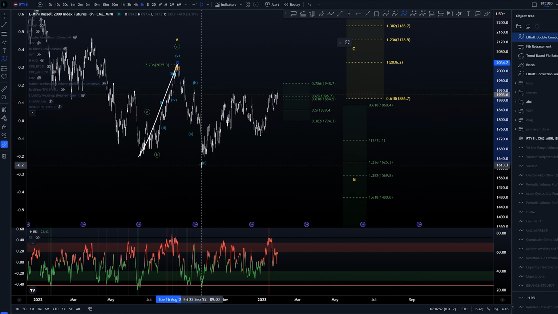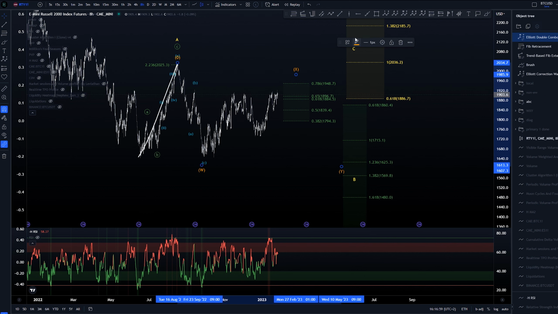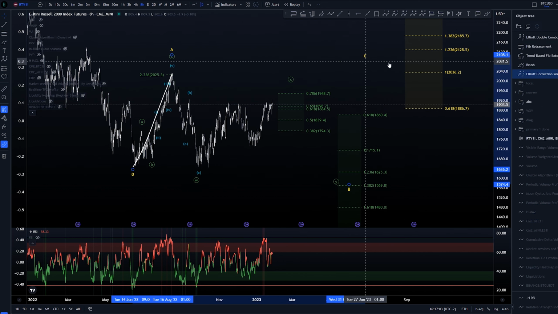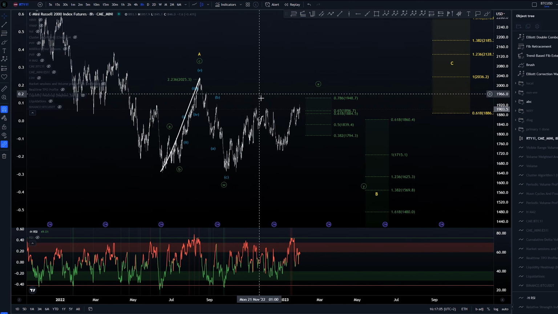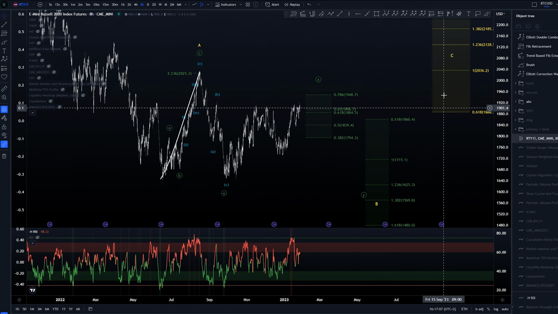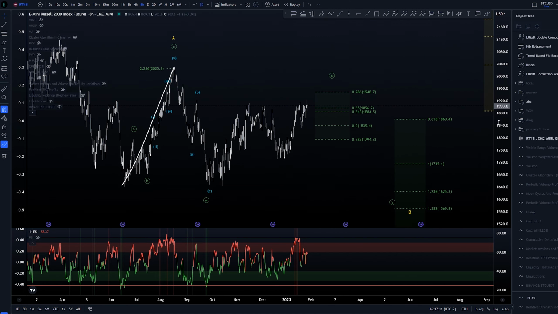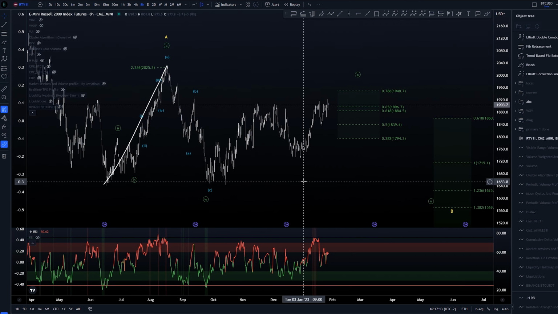Currently, we're still looking for this as a W, X, and Y. And this would be minute. Let's move this guy over. And that would be that. Let's take a closer look here on the more local structures.